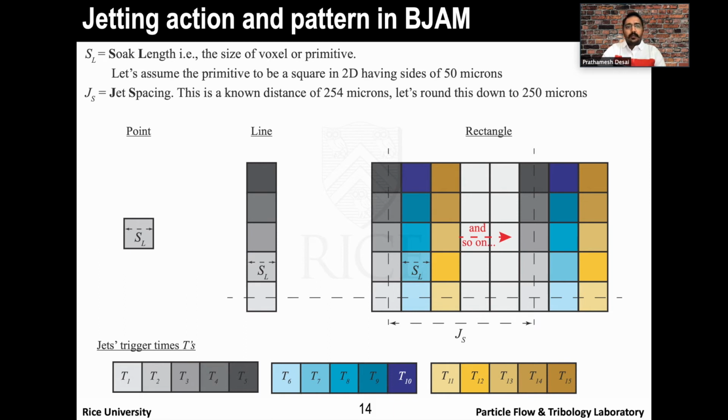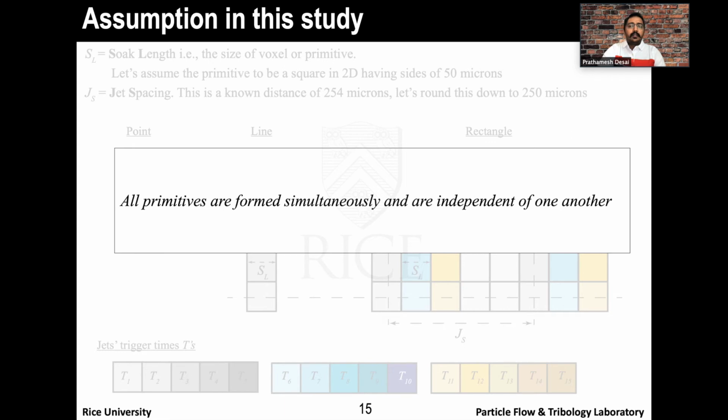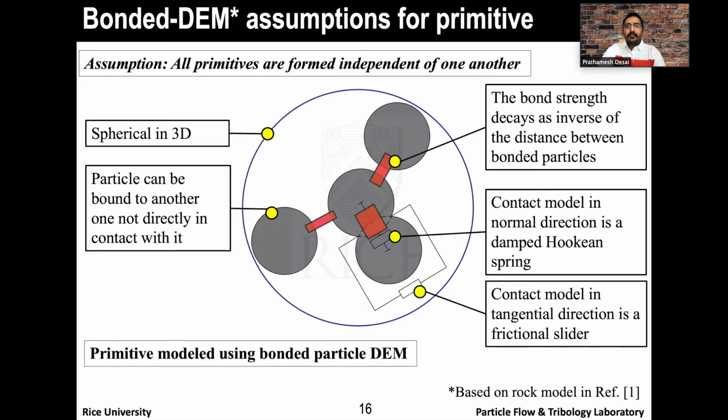So the first very basic assumption we can make to simplify this entire process is to assume that all primitives are formed simultaneously and independent of one another. This removes all the time dependency of the printhead moving and making its passes over the spread layer. If we dig more into the primitive assumptions, a primitive is assumed to be spherical in 3D, and particles can be bound to one another even if they are not in contact with one another. That's demonstrated using these red rectangles, and the thickness of the rectangle refers to the strength of the bond between the particles.